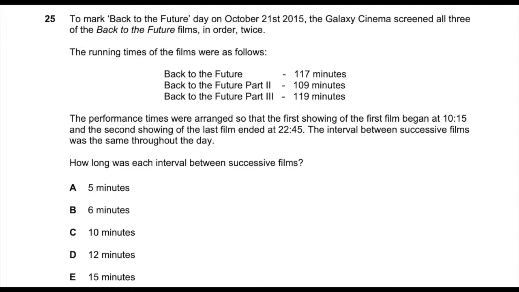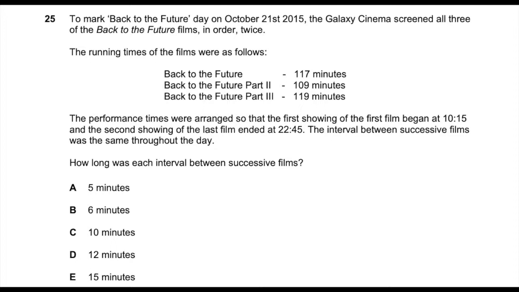The correct answer is D because of the following. The total time for a single run-through of all 3 films would have been 117 plus 109 plus 119 equals 345 minutes. Therefore, the time taken to run through all 3 films twice would have been 345 multiplied by 2 equals 690 minutes. The first film started at 10:15 and the last film ended at 22:45. The length of time between these 2 points is 12 hours and 30 minutes. Converted into minutes, this is 12 multiplied by 60, plus 30 equals 750 minutes. Therefore, the total time of the intervals was 750 minus 690 equals 60 minutes.